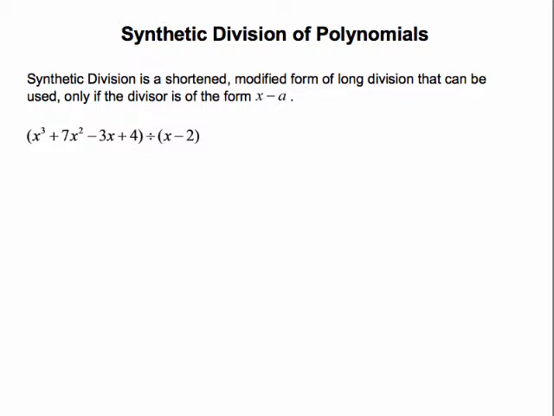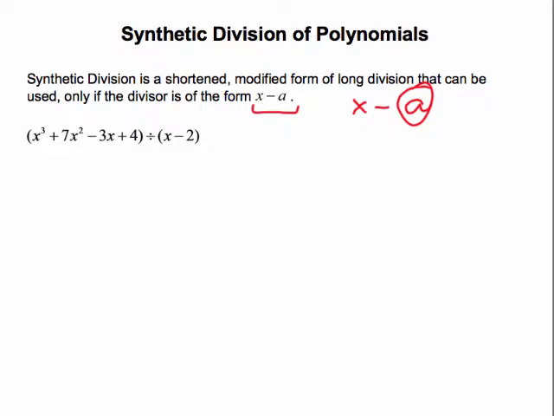Next, I want to show you a shortened, modified version of long division that we can use to divide some types of polynomials. This is called synthetic division, and you can only use it if your divisor is of the form 1x plus or minus a number. We're going to call it x minus a.